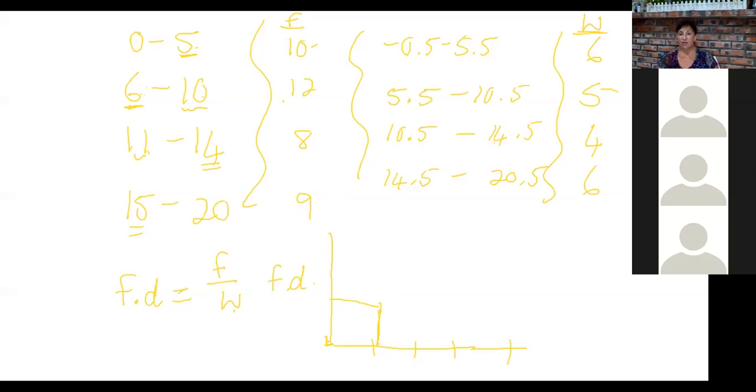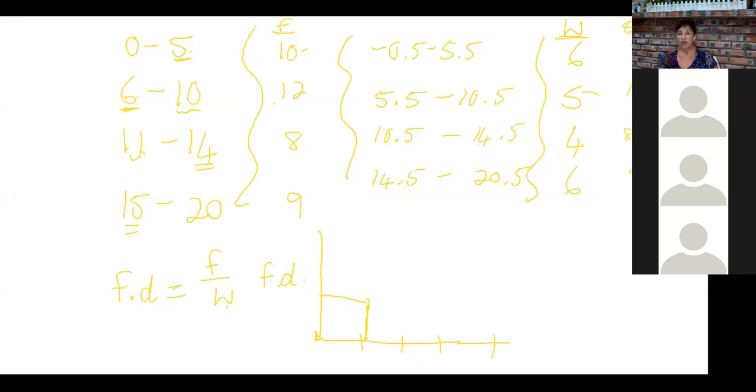Now, why is it doing that? 2.5, and then 12 over 5 is 2.4. Yeah, 10 over 6, 12 over 5. So 8 over 4 is 2, and 9 over 6 is 3 over 2. So 1.5.